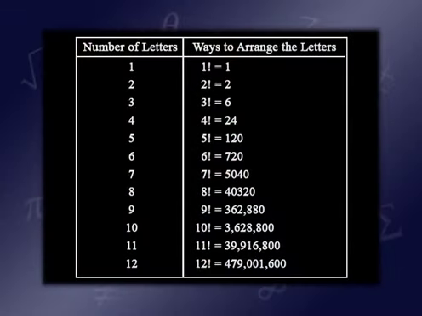As we've noted before, factorials grow awfully large. Here are the first 12 factorials. There are, for instance, over 479 million ways of arranging 12 letters, which is 12 factorial. If you had 12 books on a bookshelf and asked how many different ways you can arrange those 12 books, there are, believe it or not, over 479 million different ways you can do this.